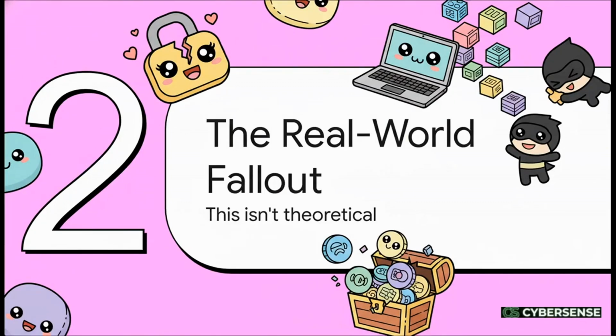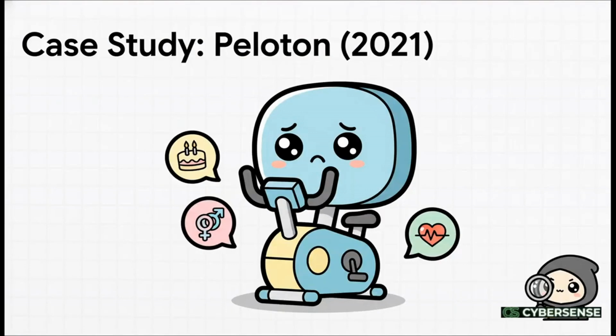And believe me, this isn't some theoretical problem you only find in textbooks. This exact vulnerability has been the root cause of some of the biggest data breaches we've seen over the last few years. Just look at Peloton back in 2021. A security researcher found that by making a really simple request to their system, you could pull the private profile data of literally any Peloton user.